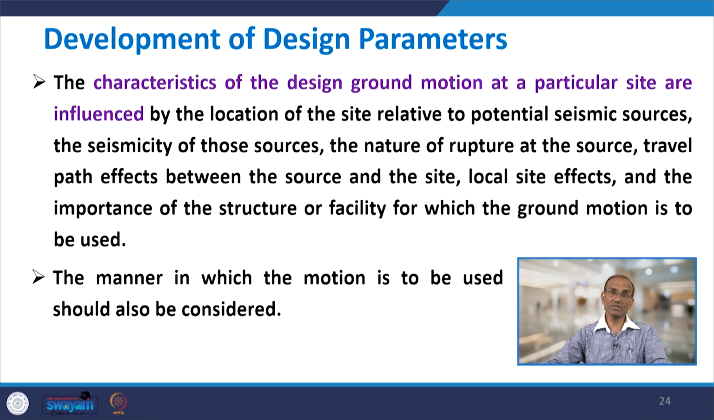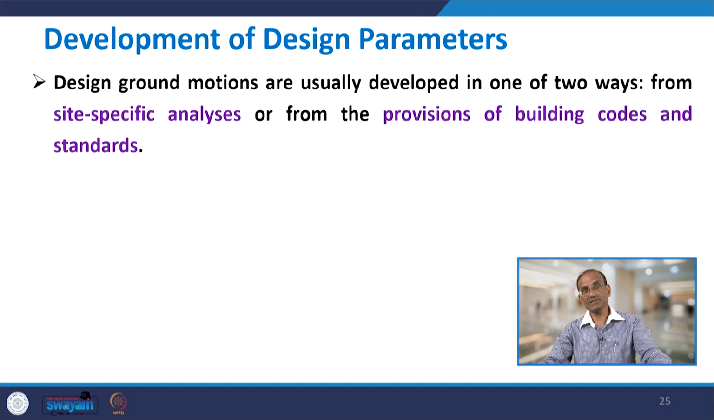The manner in which the motion is to be used should also be considered. Design ground parameters are developed in two ways. One way is site specific analysis, and another is from the provisions of building codes and standards. The first one, site specific analysis, we will discuss in detail. As far as building codes are concerned, these design parameters are already given for the different seismic zones. For example, in our country we have 4 seismic zones, and the highest are the 4th and 5th seismic zones.